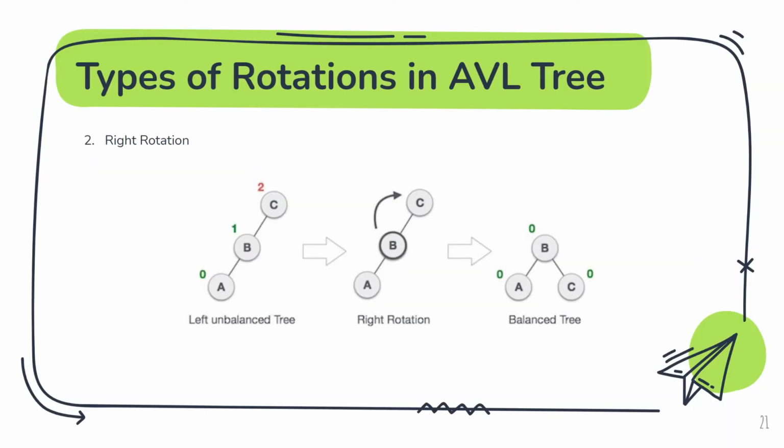Next up, we have the right rotation, and we can see that the right rotation takes a similar approach as a left rotation, but rotates right whenever a node is inserted in the left subtree of a left subtree. So I won't be going over this again since it takes a similar process.